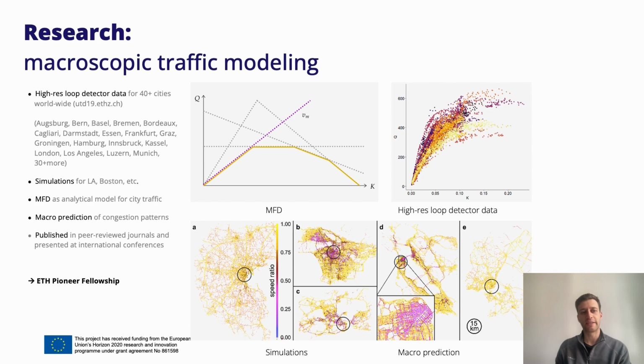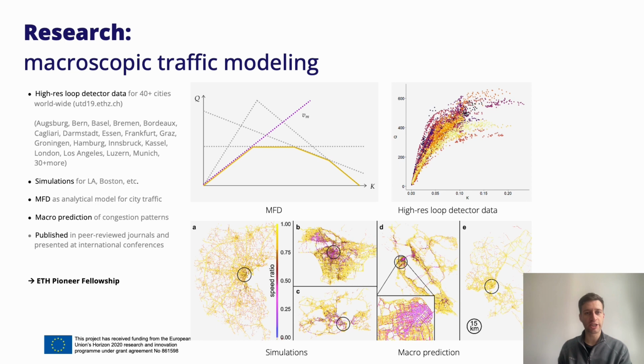Now, I focused on evaluating the macroscopic performance of these cities. And for that, we looked into very large scale simulations, where every single individual vehicle was tracked and also modeled. So macroscopic refers to the size of the network and not to the model itself. We also looked into some kind of prediction. How could we look into different congestion patterns? And after my PhD, we decided that we could start an ETH Pioneer Fellowship, which is a grant which allows you to start your own company.